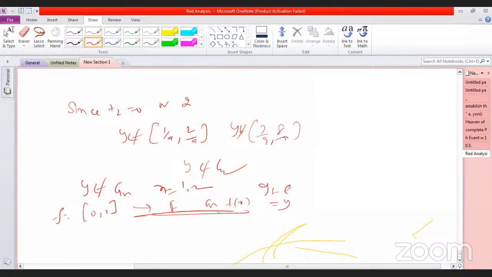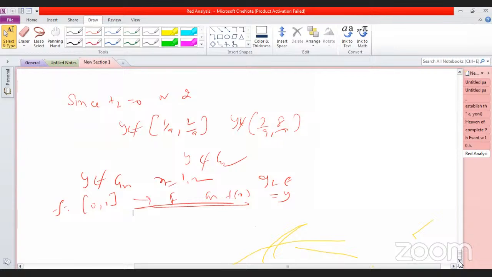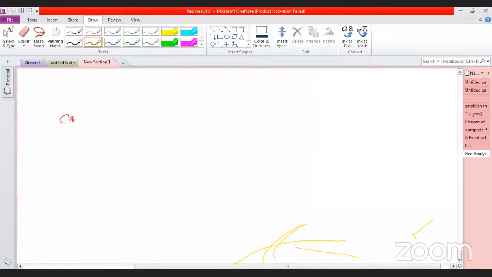So it is one to one. Then is it countable or uncountable? Uncountable. So therefore f is uncountable. So the Cantor set is uncountable, and the Cantor set is closed.